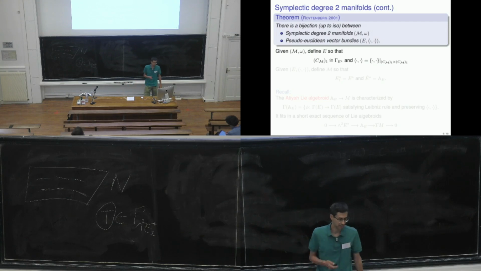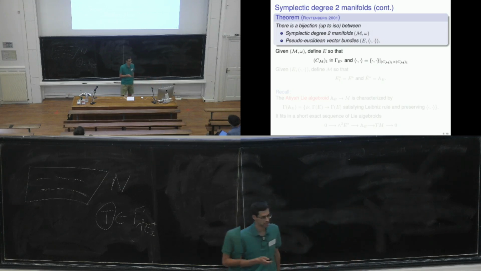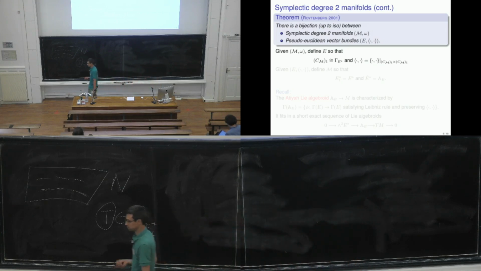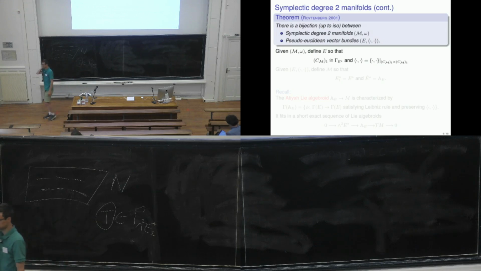Okay, and so let me review, but maybe I should do this a bit faster, something that Madeleine also talked about, namely the bijection up to isomorphism between symplectic degree 2 manifolds and pseudo-Euclidean vector bundles. Madeleine called them metric vector bundles, so that funny bracket up there is just a symmetric non-degenerate bilinear form on every fiber of this vector bundle E.